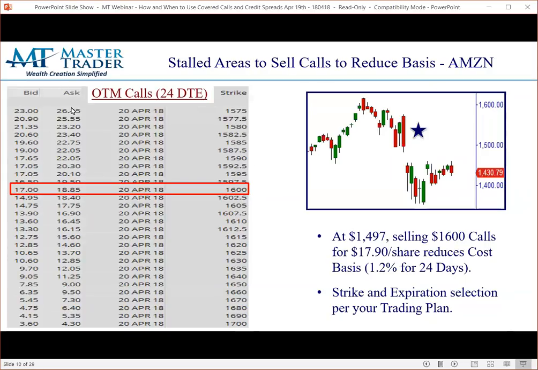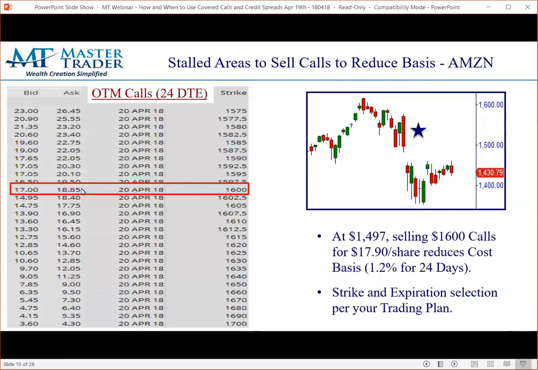Here's my bid and the ask. And 24 DTE means I'm giving the call buyer the right to buy my Amazon stock at $1,600 anytime in the next 24 days. Just call me up and say, I want to buy your stock. But nobody's going to call you up to buy it at 1600 when it's trading below 1600.